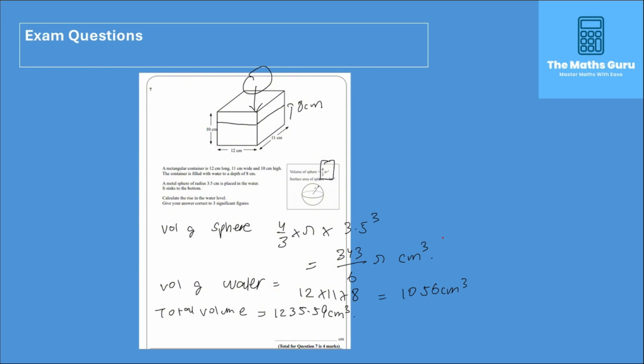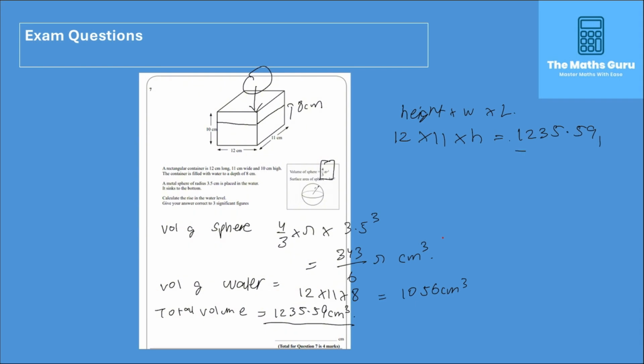Now, what we need to work out is how much the water has risen once we put our sphere in there. So now we know our new volume. We know that height times width times length is our volume formula for a cuboid. So we know the width is 12, the length is 11, and we now need to work out our h, which is going to be equal to 1235.59, because this is our expression for our volume, and we know at some point the volume is going to be equal to this much. Now we need to work out at what height this works out to be.